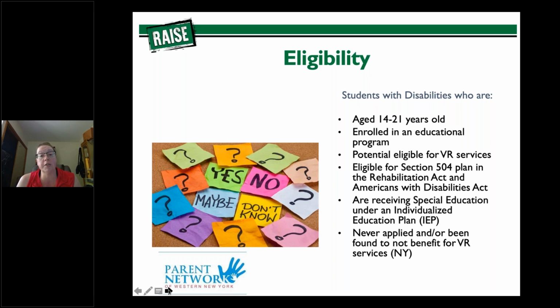So we want to encourage you to make sure you understand within your state what the eligibility criteria is for Pre-ETS services. In New York State, one of those nuances is that if an individual has already applied to our VR system and it has been found that they do not benefit from services, they are not eligible for Pre-ETS services. So again, just want to encourage you to make sure you look at the full eligibility criteria of your state, because it could be different than some of us who are here sharing information today.